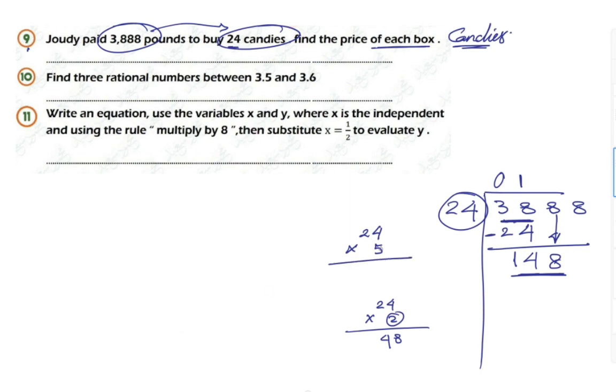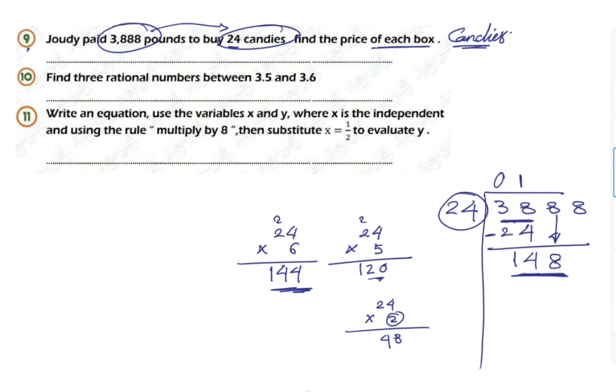Let's try. 5 by 4 equals 20. 0 and carry 2. 5 by 2 equals 10. 10 plus 2 equals 12. 120 is less than 148. That's okay. But let's try another one, 6. 6 by 4 equals 24. Carry 2. 6 by 2 equals 12 plus 2 equals 14. Oh, 144 is the closest number to 148 but smaller than 148.